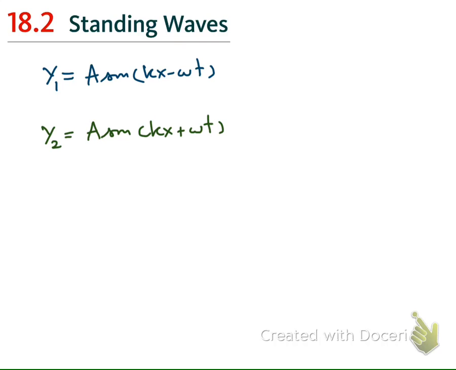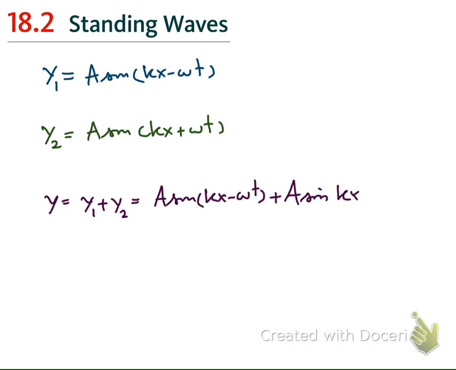So the superposition of these two waves, y is equal to y1 plus y2, which is equal to a sine kx minus omega t plus a sine kx plus omega t.